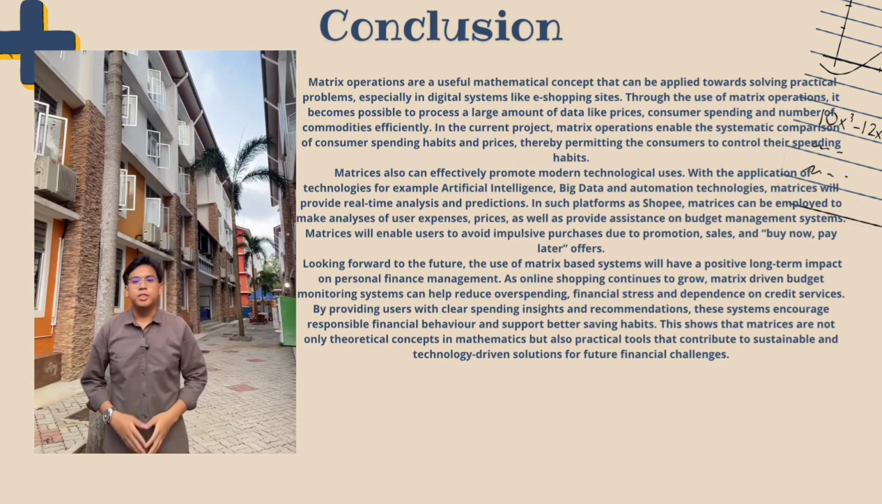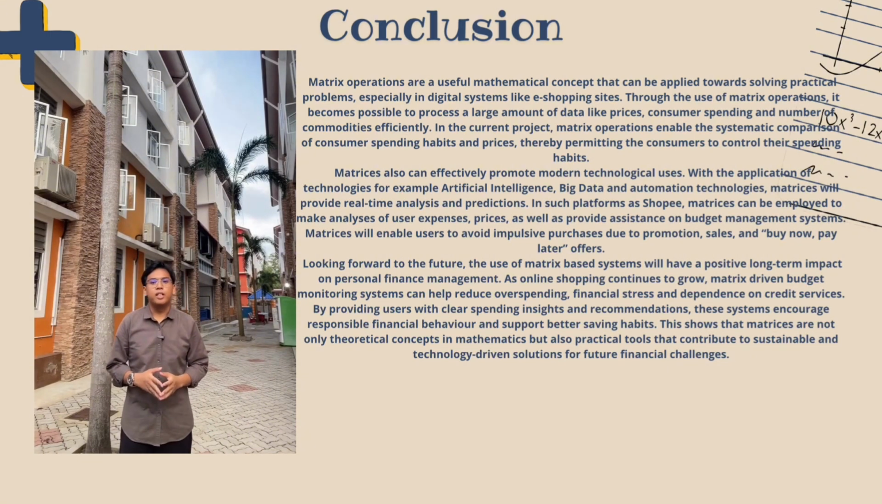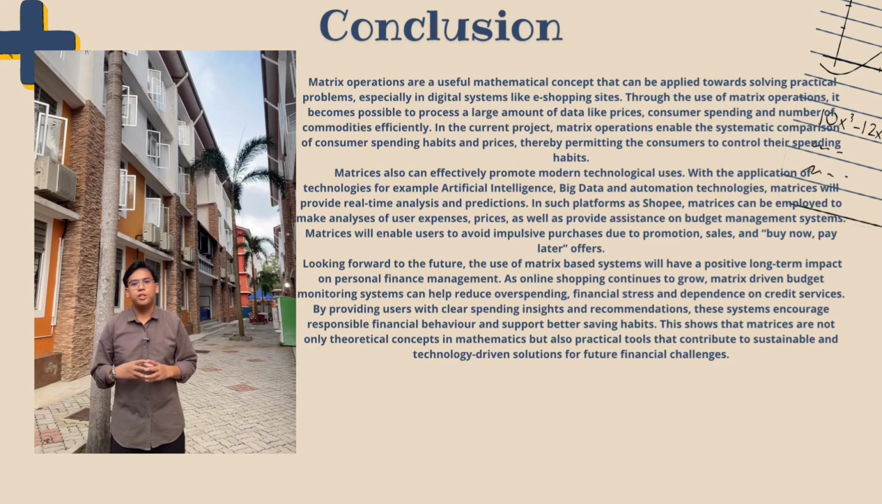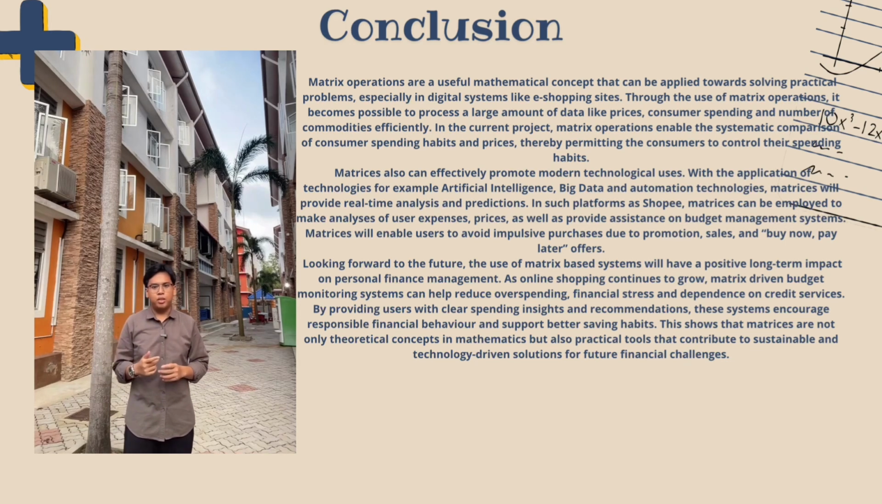For the conclusion, matrix operations are very useful in real life, especially in online shopping platforms like Shopee. They help process large amounts of data such as price, spending, and product quantities quickly and efficiently. In this project, matrices are used to compare consumer spending and product price. This allows users to better control their budget and avoid overspending.